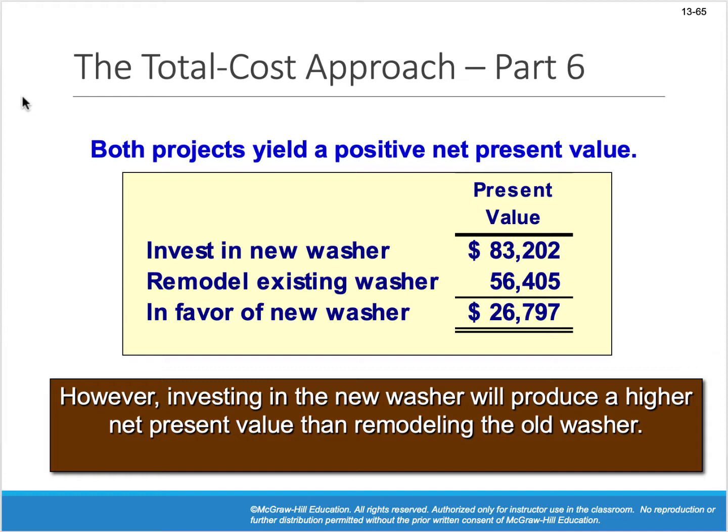That's pretty much it when it comes to the total cost approach. Basically what we're saying is we're still using the net present value method, but we're applying it to two alternatives, and then we're looking and saying, okay, based on these two alternatives, which present value looks better? And that's how we make our decisions.